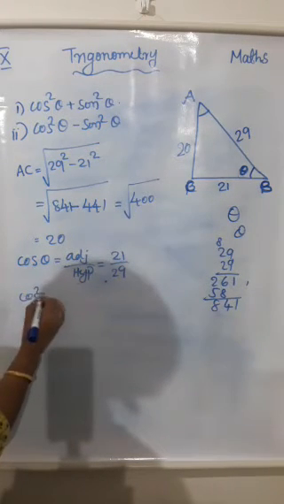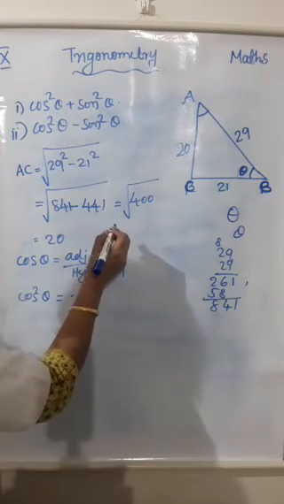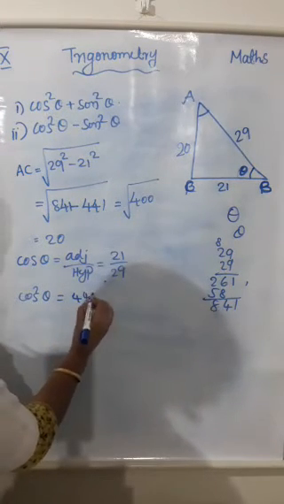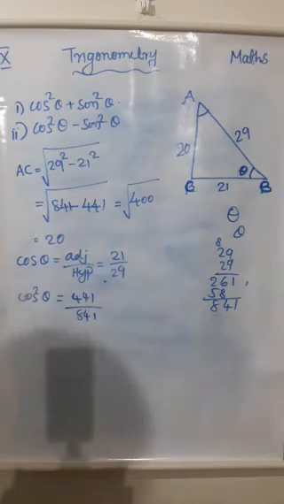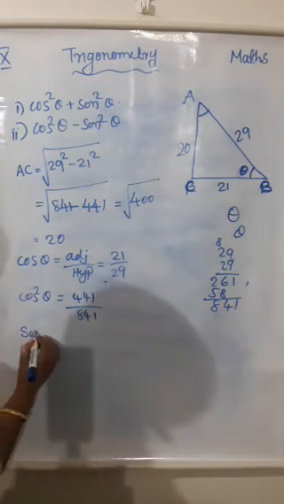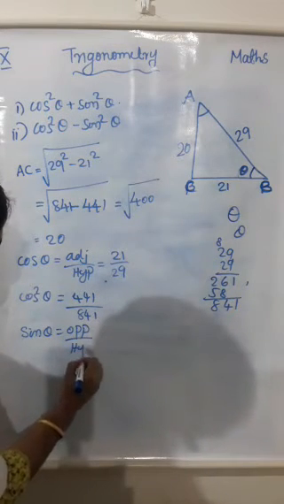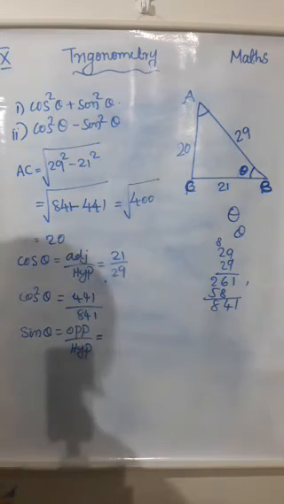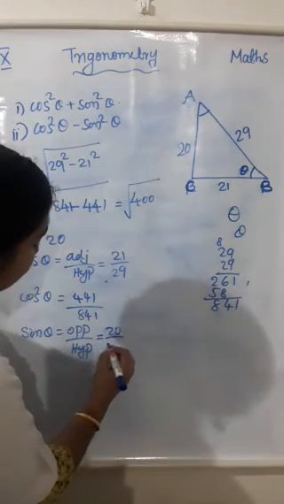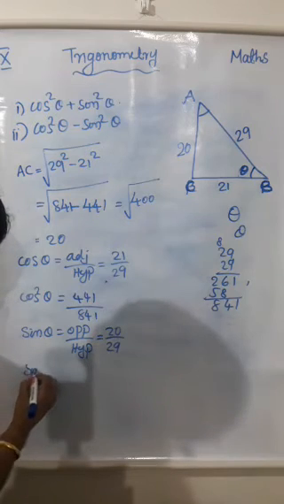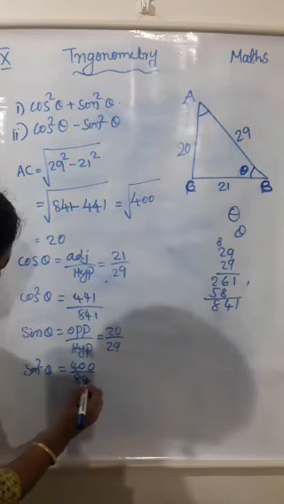Cos square theta is equal to 21 square, that is 441, by 29 square, 841. Then sin theta. Sin theta is equal to opposite side by hypotenuse. Opposite side is 20 by 29. Then sin square theta is equal to 400 by 841.